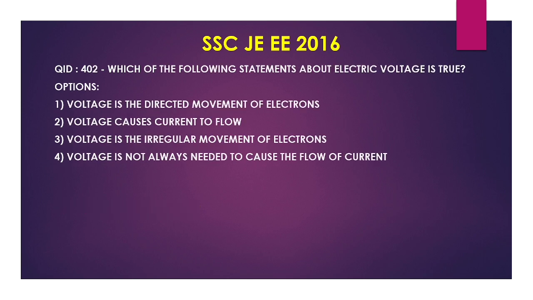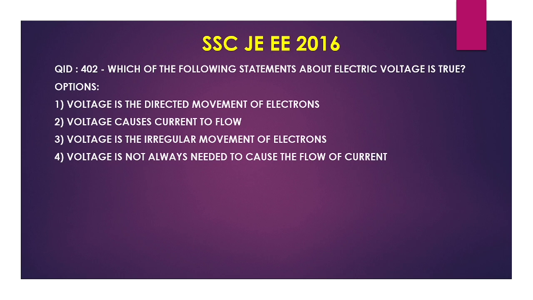Which of the following statements about electric voltage is true? In these four options, which option is related to voltage? The options are: voltage is directed movement of electrons, voltage causes the current to flow, voltage is the irregular movement of electrons, voltage is not always needed to cause the flow of electrons. These are the four options. Just think and predict the answer.